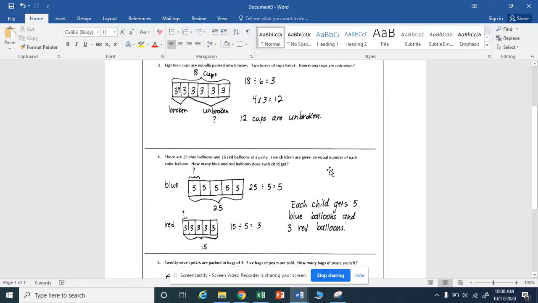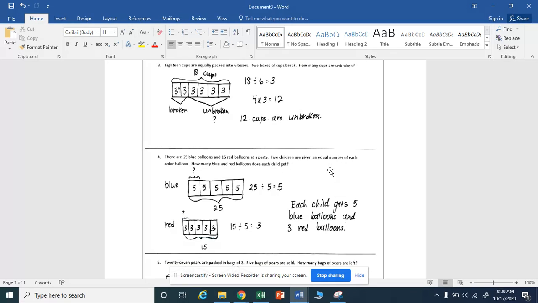All right, number 4. There are 25 blue balloons and 15 red balloons at a party. 5 children are given an equal number of each color balloon. How many blue and red balloons does each child get? Okay, boy, this is a lot. Now remember, these are 2-step problems.